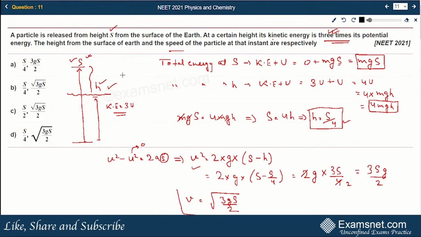So the velocity or the speed is this and the height was s by 4. So which of the options has these values? Option D, right? Height is s by 4 and velocity or speed is root under 3gs by 2. So this is your correct answer.